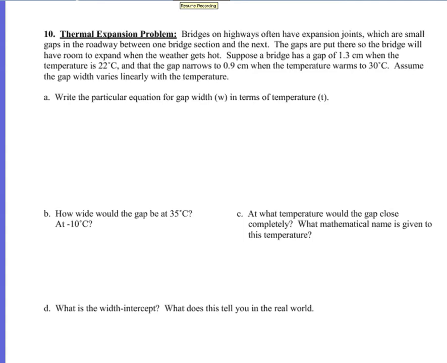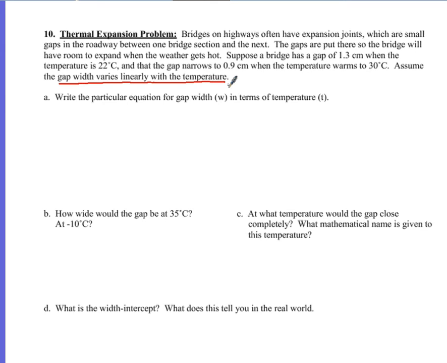All right, with how this is presented, let's go back to the part of the problem where it says we have a gap width that varies linearly with the temperature. So we have an actual application going on here between two ideas, but when we see that varies linearly idea, we need to think about how y varies linearly with x.